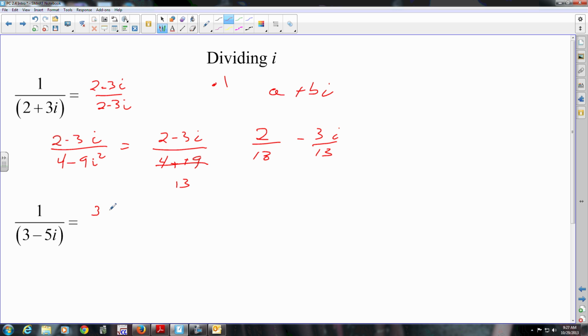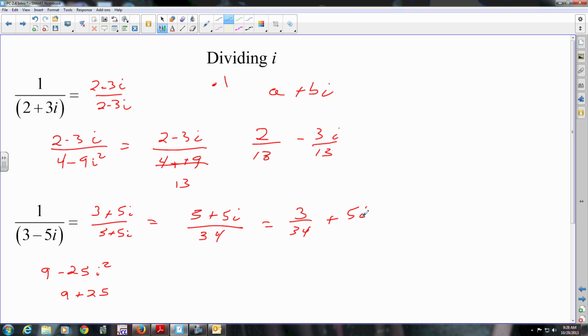Multiply by the conjugate, 3 plus 5i, 3 plus 5i. The top is pretty straightforward, 3 plus 5i. The bottom, that would be 9 minus 25i squared, so that's 9 plus 25, so it's 34, and now you have to split it. 3 over 34 plus 5i over 34.